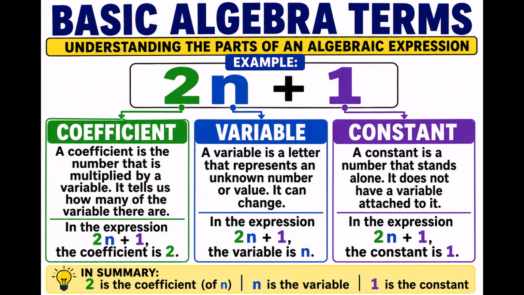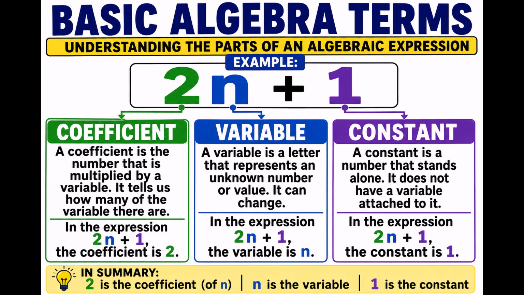Basic algebra terms. Understanding the parts of an algebraic expression. For example, 2n plus 1. 2 is the coefficient, n is the variable, and 1 is the constant.